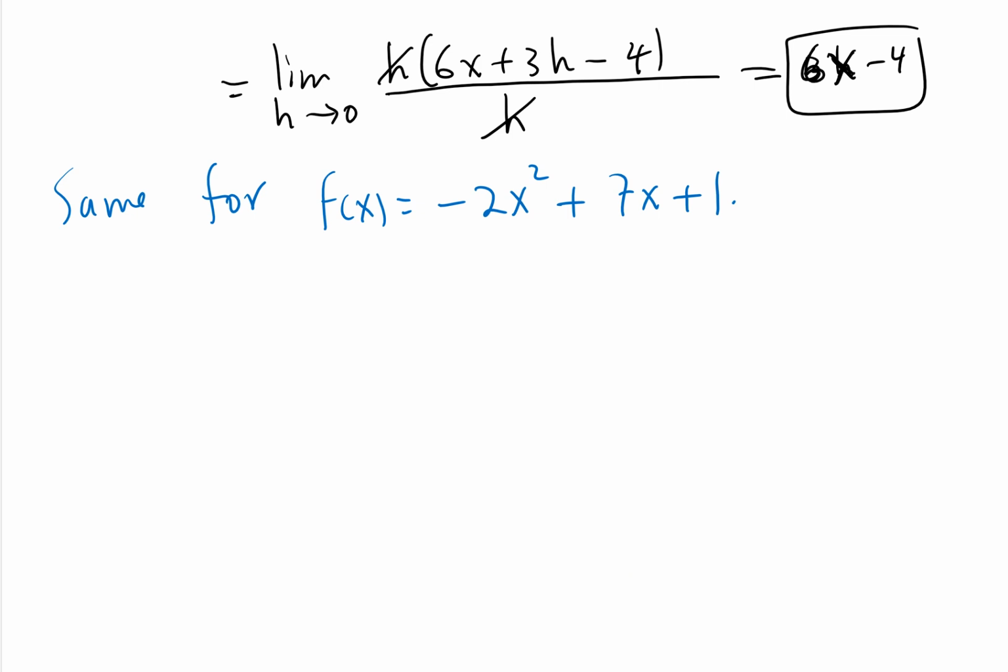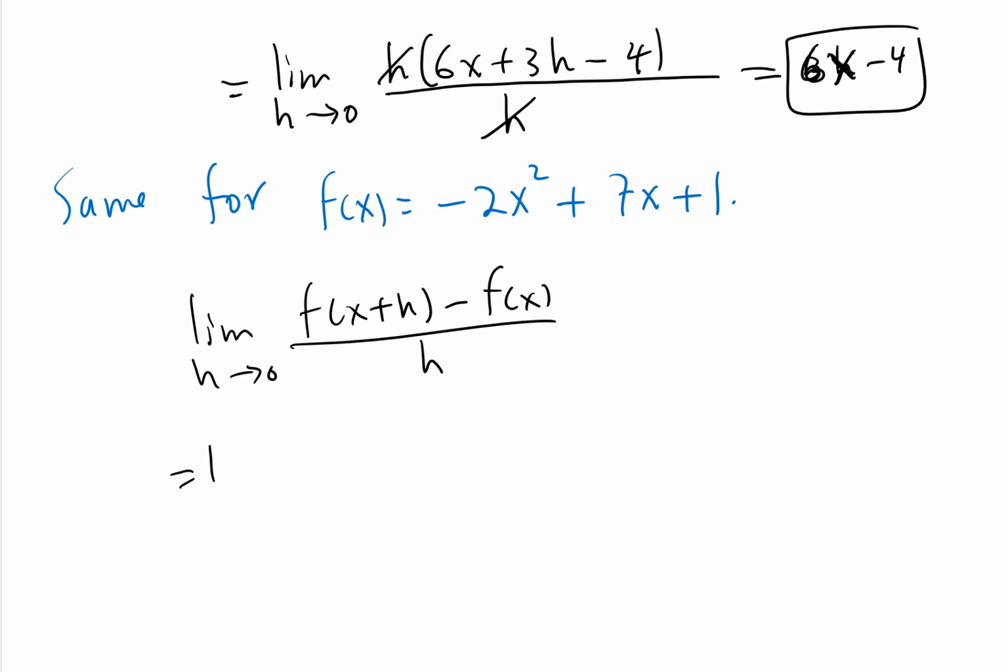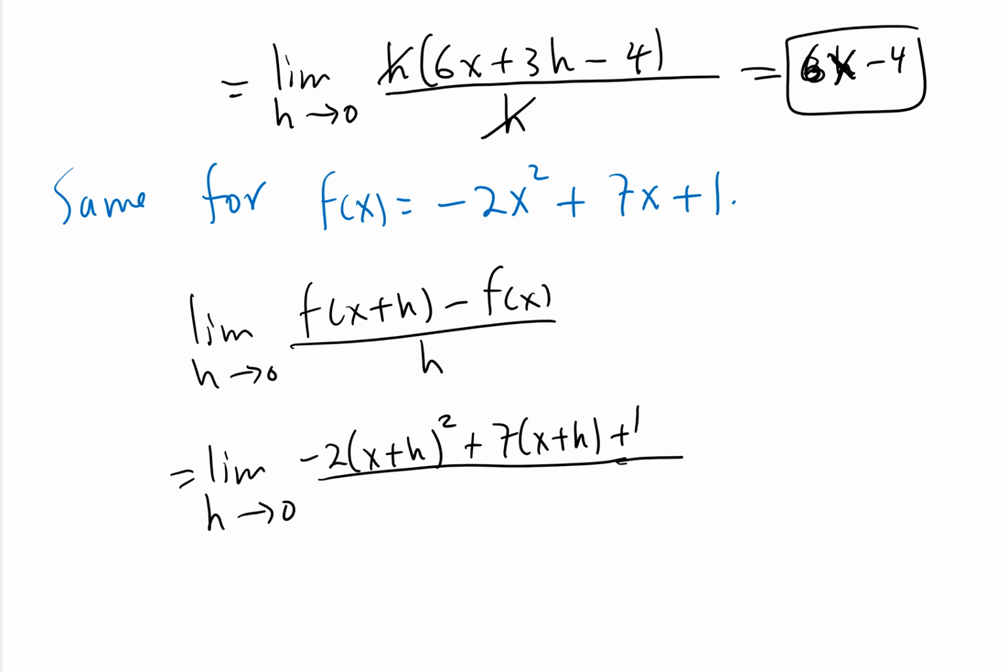Okay, we continue with this, hoping everyone tried until the end. Limit as h goes to 0 of f of x plus h minus f of x all over h. Negative 2 times x plus h all squared plus 7 times x plus h plus 1 minus the whole function.